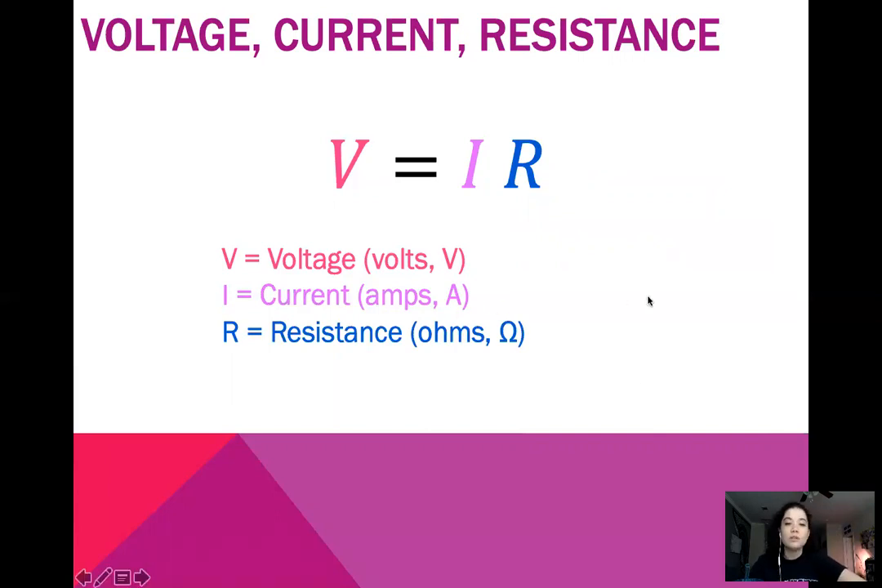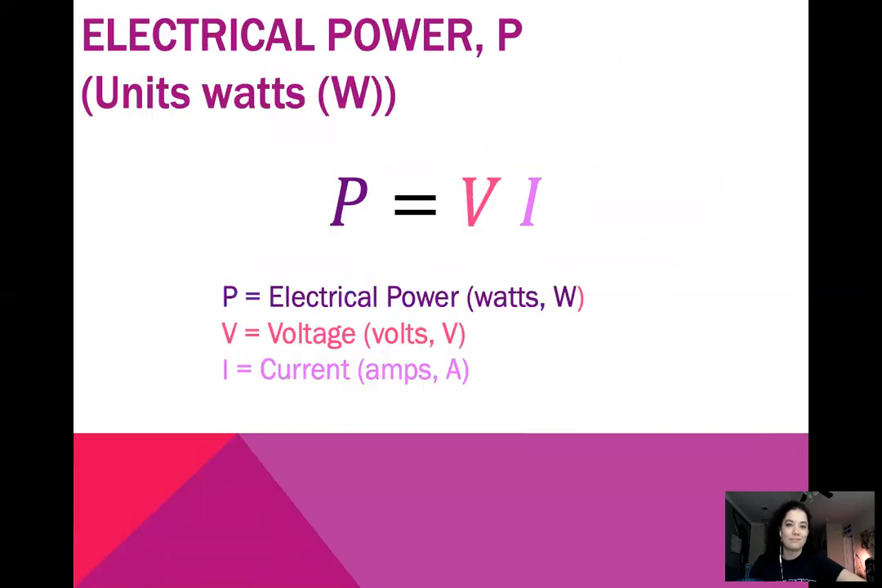Voltage is measured in volts, current in amps, and resistance in ohms. All right, another formula, our electrical power, capital P for power, and remember, power is measured in watts. Think about a light bulb. The power of that light bulb is measured in watts. Power is equal to the voltage times the current. It's actually how we determine the watts on a light bulb. It's equal to the voltage times the current that go through that light bulb.